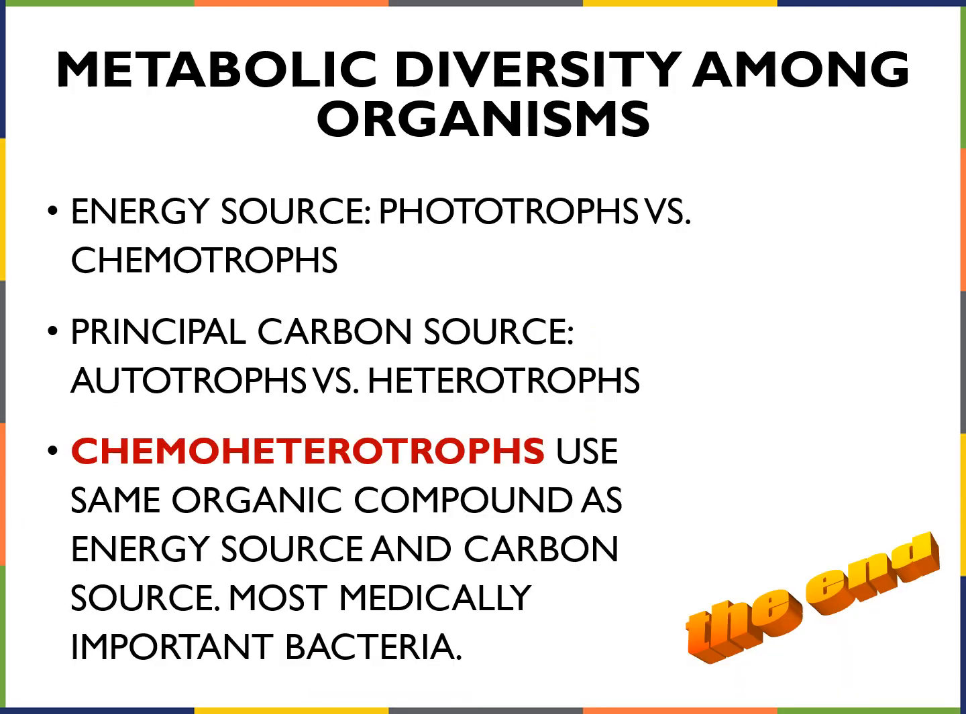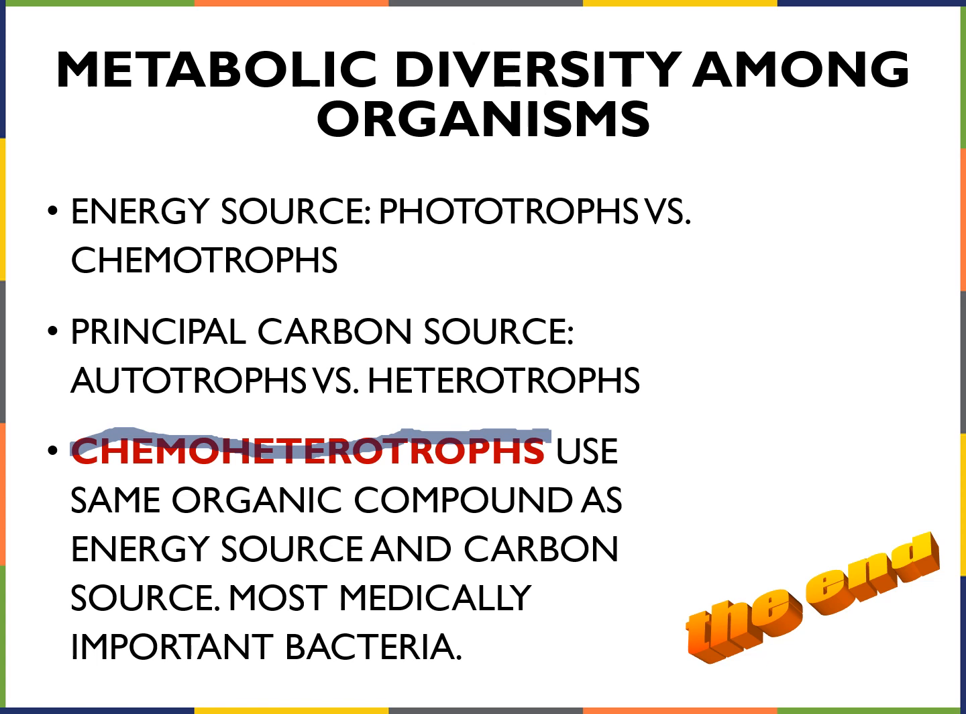Okay, last slide in this chapter, metabolic diversity among organisms. Well, you have some new terms. You have phototroph, chemotroph, autotroph, heterotroph. However, the only one that I'm really interested in you knowing is the word in red, chemoheterotroph. And I said you've already learned it. You will see it multiple times between now and the end of the semester. A chemoheterotroph is any organism that uses the same organic compound as an energy source and a carbon source.